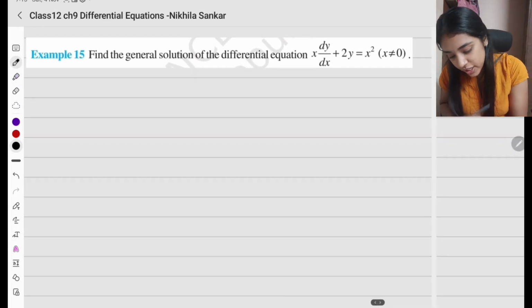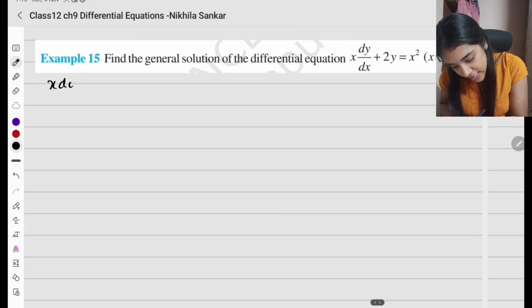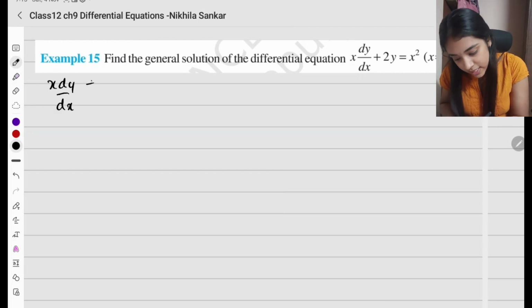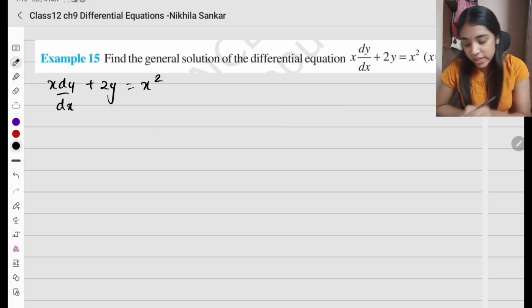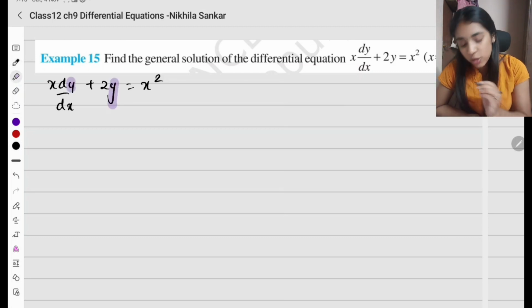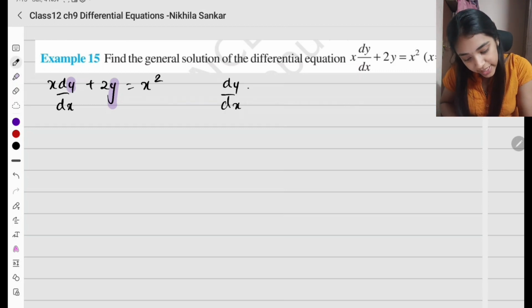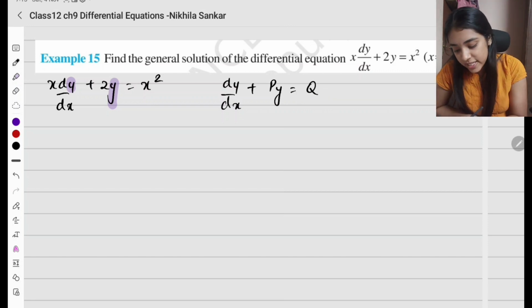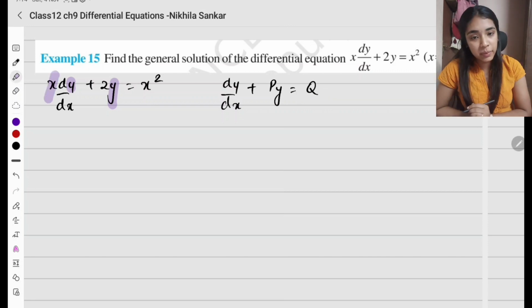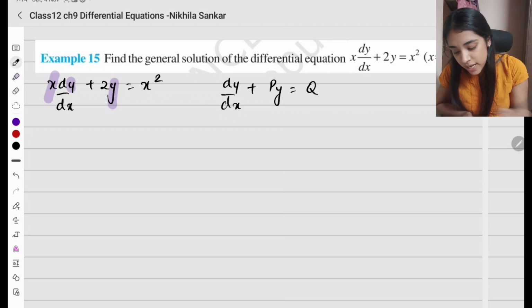So what is your question now? I'll write it down: x dy by dx plus 2y equals x square. So what is the first step to check? Here there is a y, and here also a y. Have you noted that? Next, what form do we want now? We want dy by dx plus py equals q. But here I see that there is a coefficient for dy by dx. So I'm going to divide the whole equation by x.